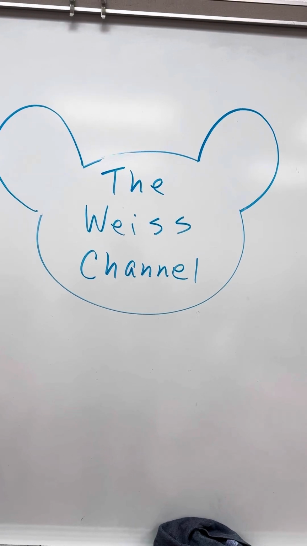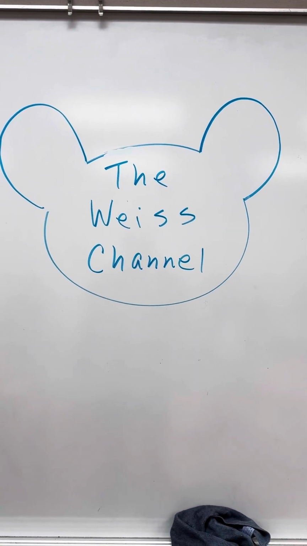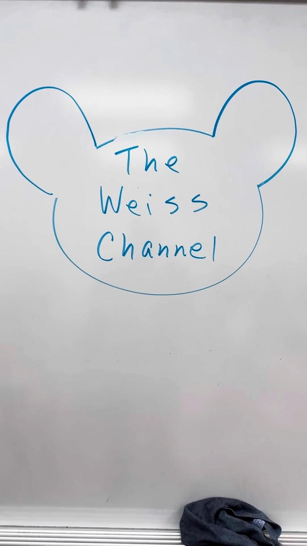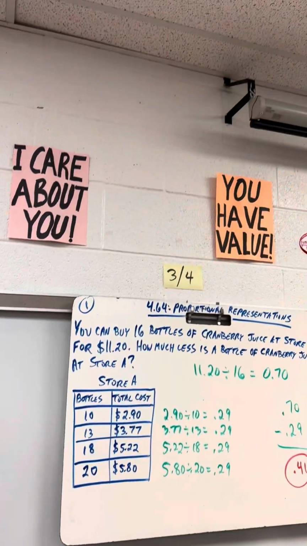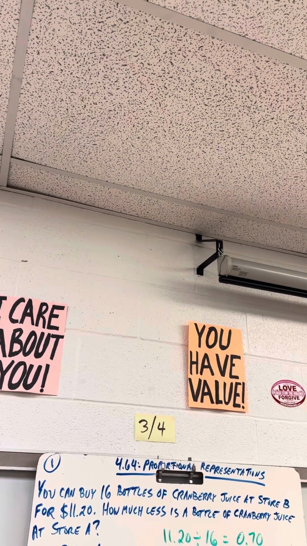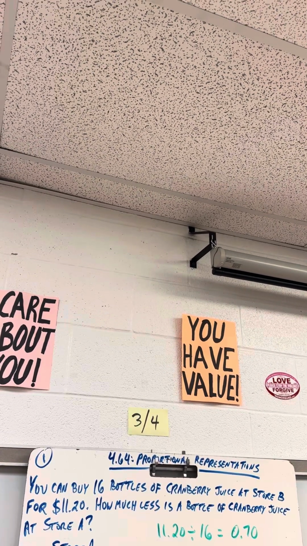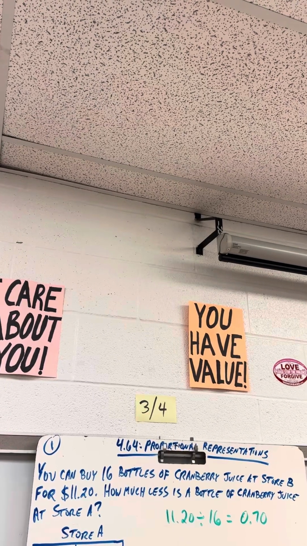Today we're doing proportional representations, which involves things like miles per hour or price per unit. For example, you can buy 16 bottles of cranberry juice at store B for $11.20. How much less is a bottle of cranberry juice at store A?